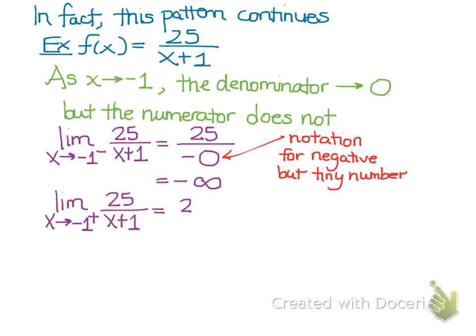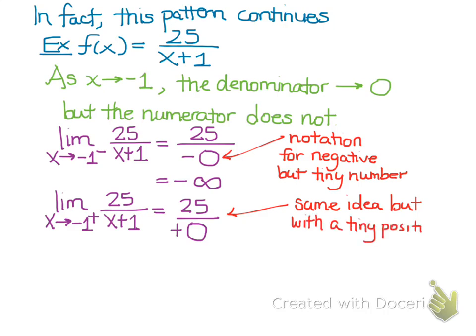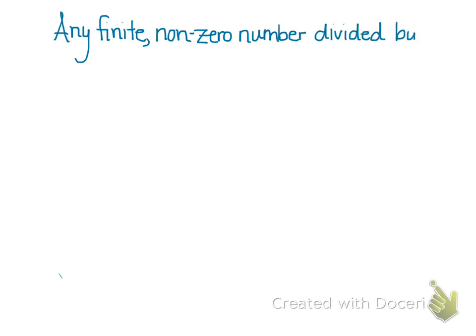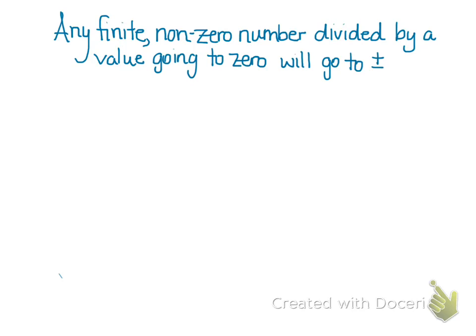Similarly, if we approach -1 from above, I have 25 over a very tiny positive number. Again, my notation for this is +0. Anytime we have 25 over a very tiny positive number, the value goes to positive infinity. Any finite non-zero number divided by a value that's going to 0 from either above or below will go to plus or minus infinity.